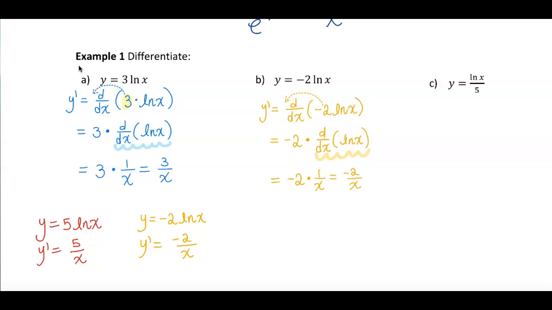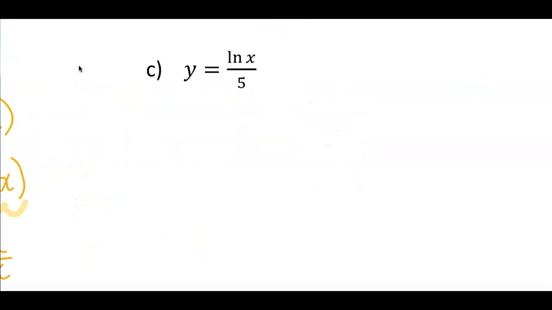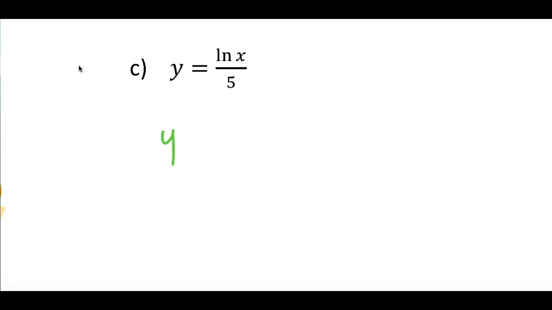How about the last one, C? Let's do the C right here. Now, if I may, please rewrite this, guys. I can rewrite this as y equals 1 over 5 times natural log of x, isn't it? I can pull out that 5 as 1 over 5 in the front.